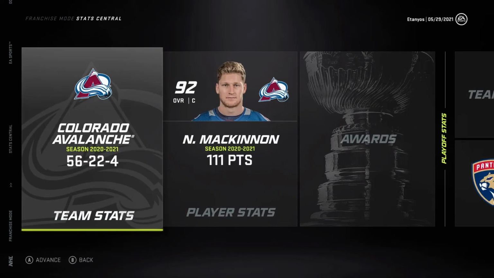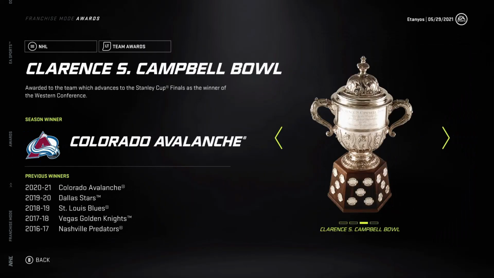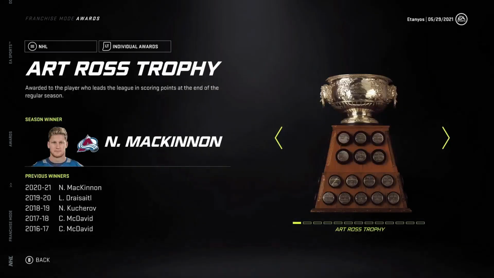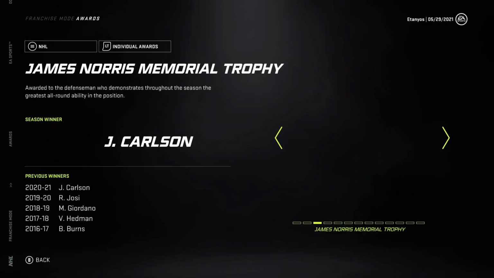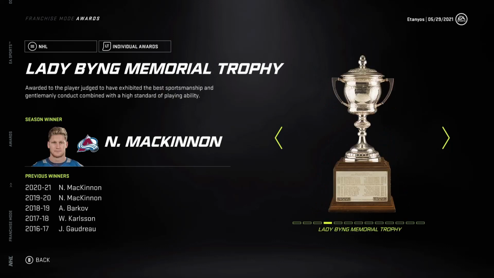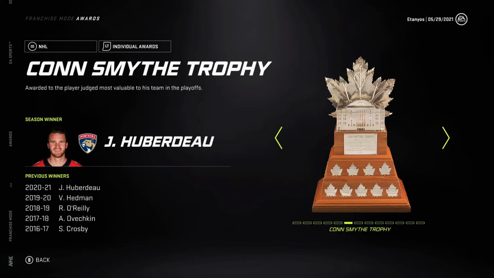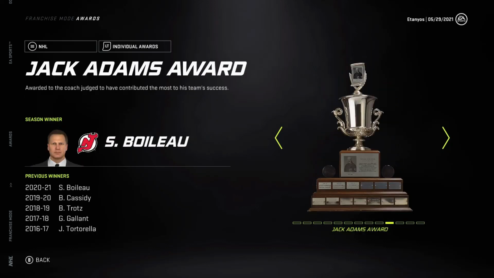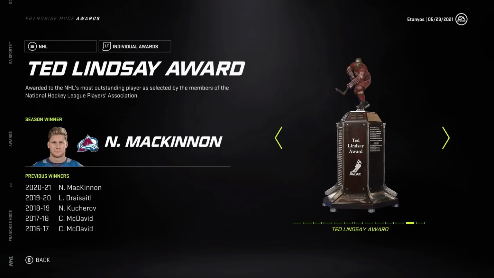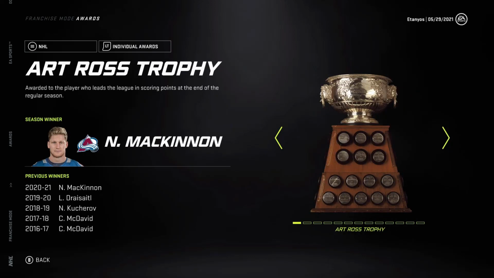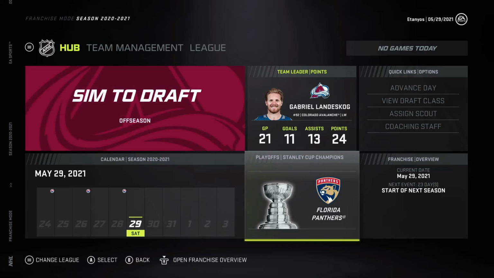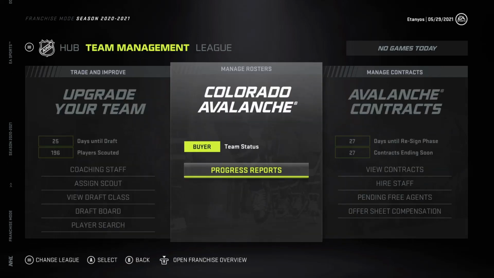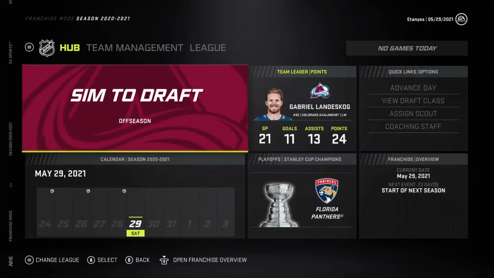yeah, there you have it for your award winners. That just sucks for Colorado, but MacKinnon with the Art Ross and Hart, Carlson with the Norris, MacKinnon with the Lady Byng, Kaprizov, no question, with the Calder, Huberdeau with the Conn Smythe, Hellebuyck with the Vezina, Lundqvist with the Jennings, Hjalmarsson there, yeah. Alright, MacKinnon with the Lindsay, and alright. So there you guys have it from a single season sim, setting up the chemistry. You know, an absolutely fantastic team.